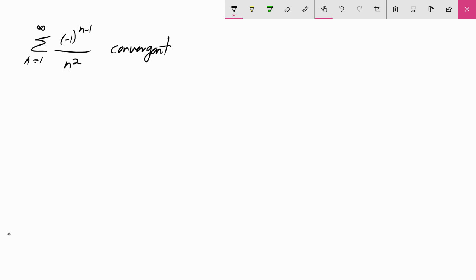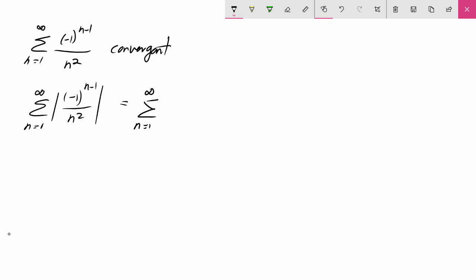But now let's look at it in absolute value. So we take our sum from n equals 1 to infinity, and we look at the absolute value of (-1)^(n-1) over n squared. Again, an absolute value. So applying the absolute value to the (-1)^(n-1), the alternating series part, turns it into this.